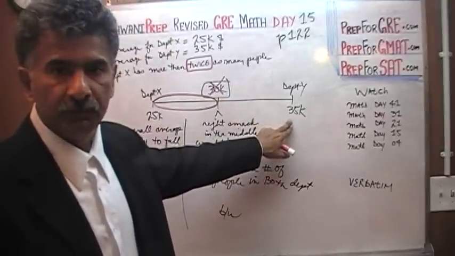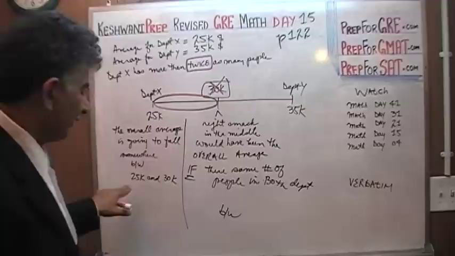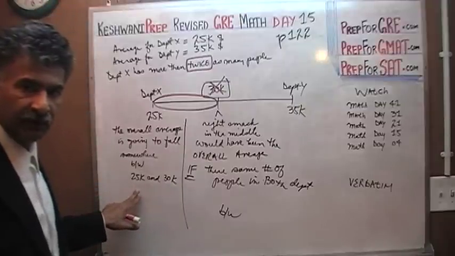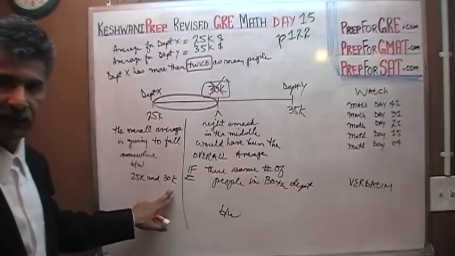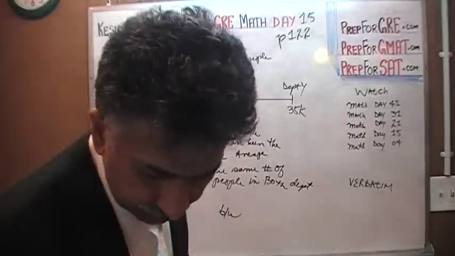We in fact have fewer people in department Y. So any answer choice that falls below $25,000 is wrong. Any answer that falls above $30,000 is wrong. Let's see what we can do here.